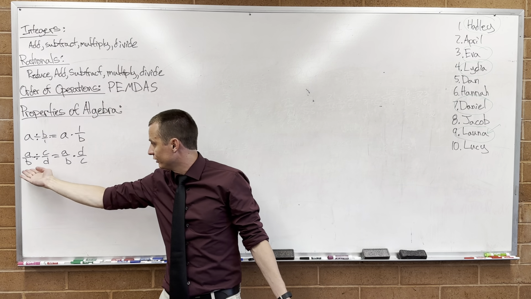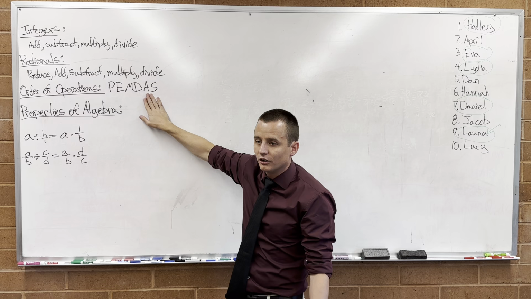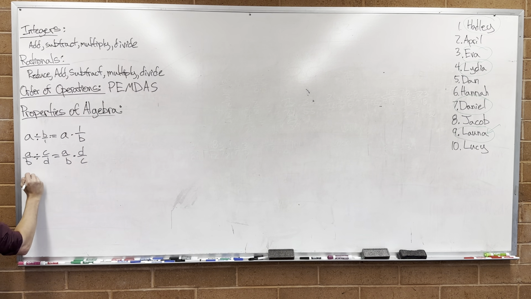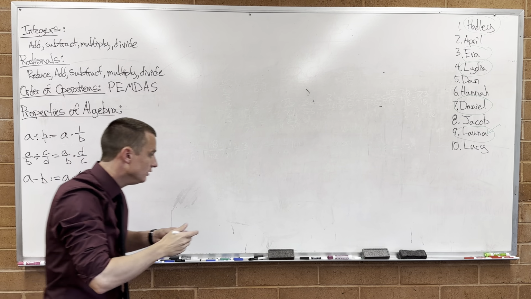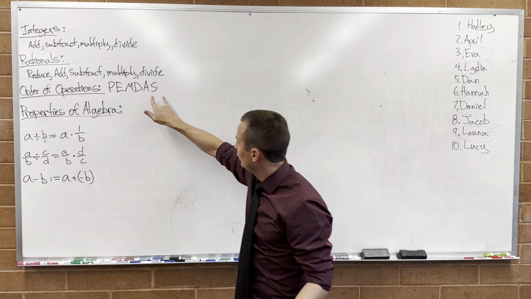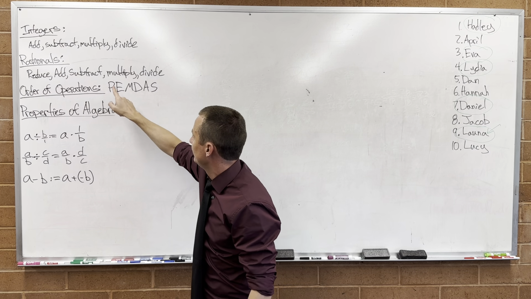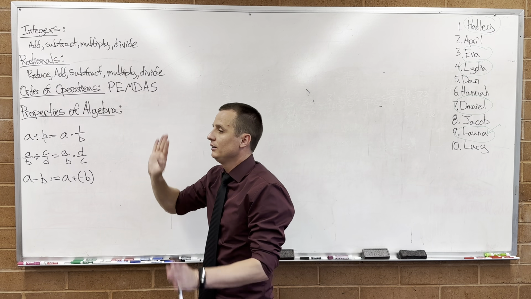Because remember, division is really just a different form of multiplication. And then adding and subtracting are really the same thing. If you want a proper definition of subtraction, what do we mean by A minus B? By definition, that is A plus negative B. So addition and subtraction are also the same thing. So for these two pairs, order doesn't matter as much. But big picture, the order matters. Parentheses, exponents, then multiply and divide, then add and subtract. If you follow this order, you'll be perfectly fine.